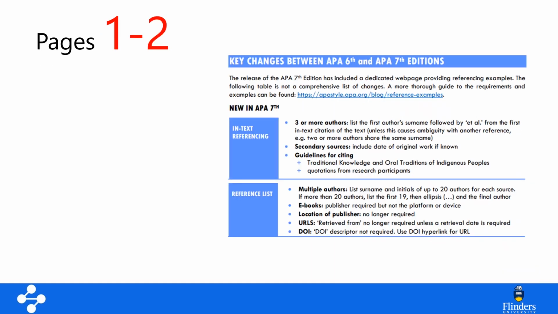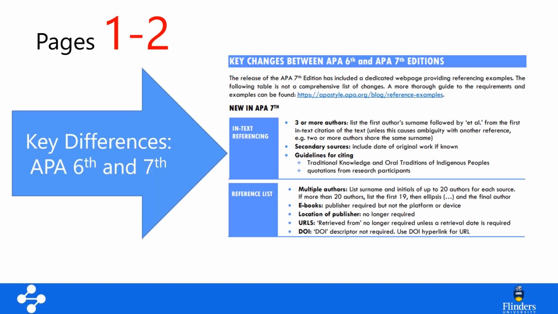On the first and second page, we highlight the key changes between APA 6 and APA 7. If you have used APA 6 previously, this section will be useful for you to have a quick understanding of the key changes which have taken place in APA 7. For example, the location of a publisher is no longer required in APA 7.